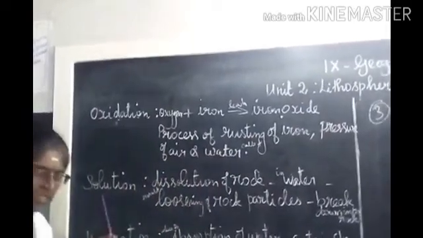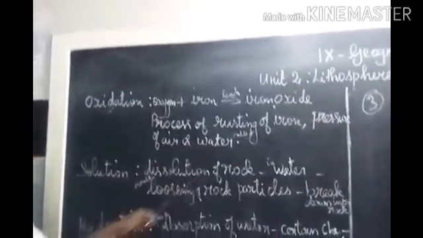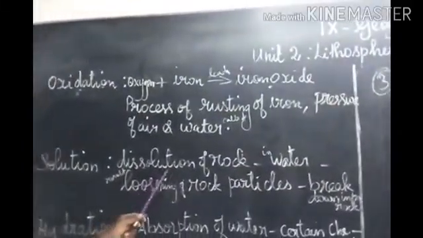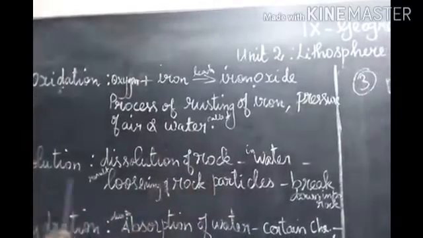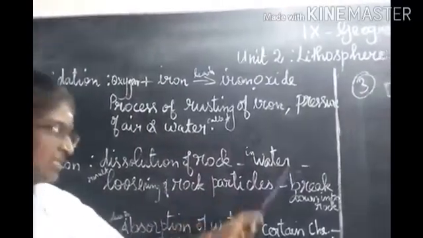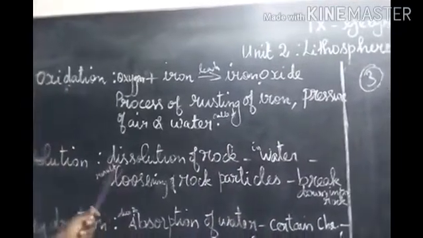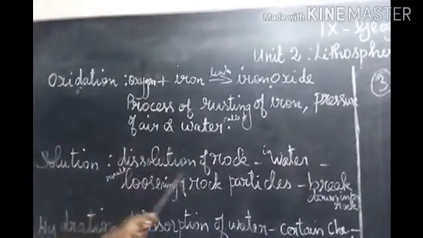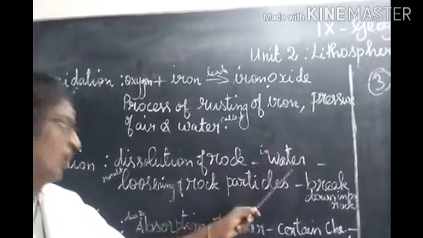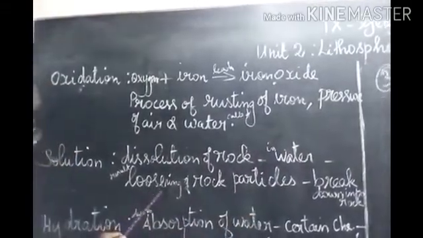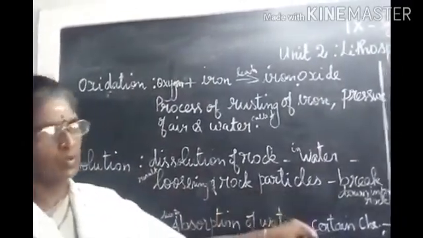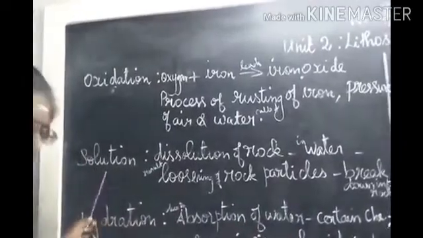The next one is solution. The dissolution of rocks. Rock is mixed together in water, which results in the loosening of rock particles and it breaks down. Let me explain once again. The rock is dissolved in water. As it is dissolved in water, it becomes very loose and it breaks. This is called a solution.